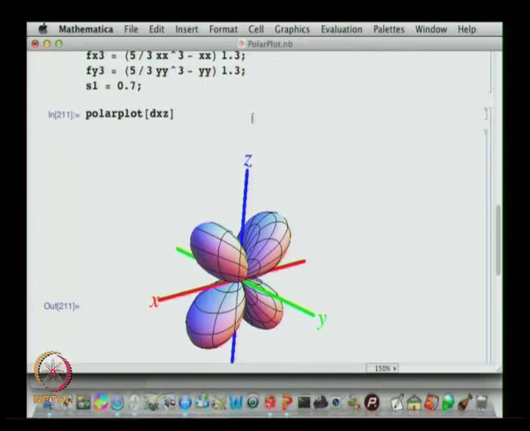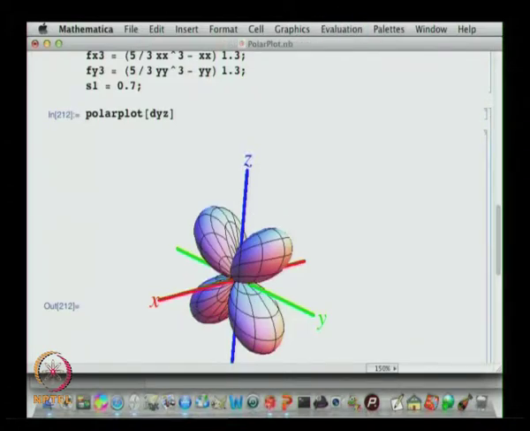So, then we have seen xy and xz, we should also see yz, almost the same, except that this is now in the yz plane. Okay. Then we have only one more orbital left. What is that? It is actually the orbital that is called x square minus y square, dx square minus y square, this one.